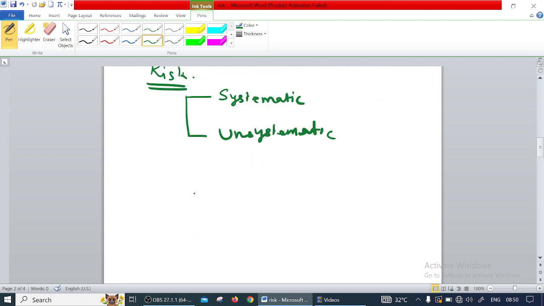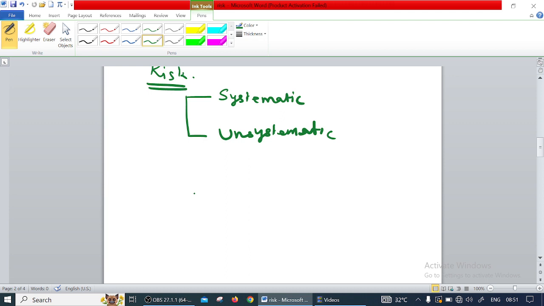Dear students, systematic risk refers to the portion of the total variability of the return caused by common factors. Again I am repeating, systematic risk refers to the portion of the total variability of the return caused by common factors.